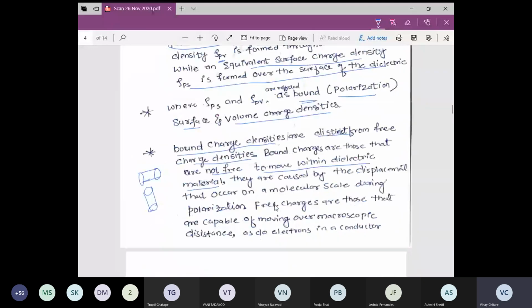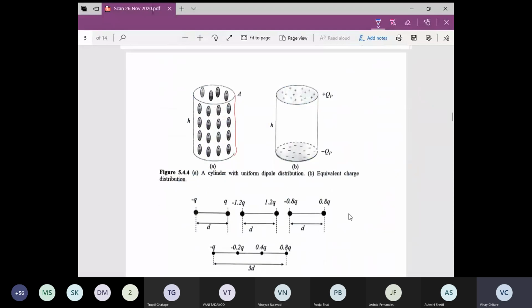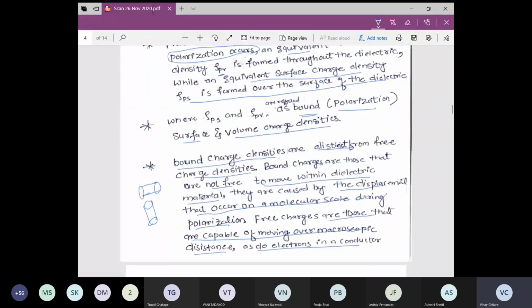Yeah, they are not free to move within a dielectric material. They are caused by the displacement that occurs on a molecular scale during polarization. Free charges are those that are capable of moving over a macroscopic distance, as electrons in the conductors do. Now let us try to understand this whole thing.